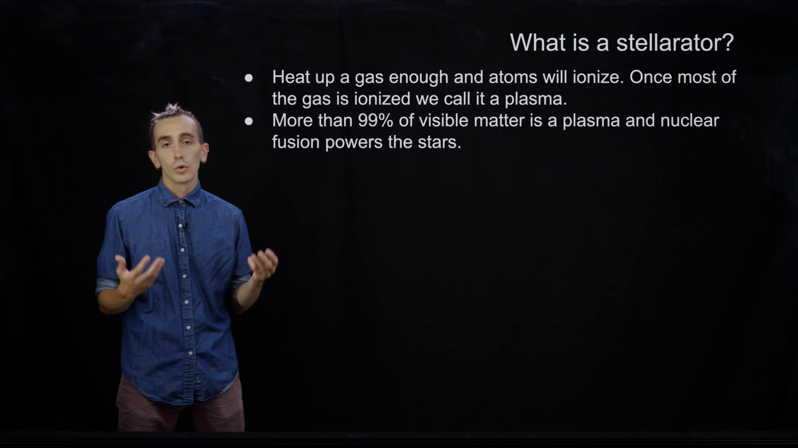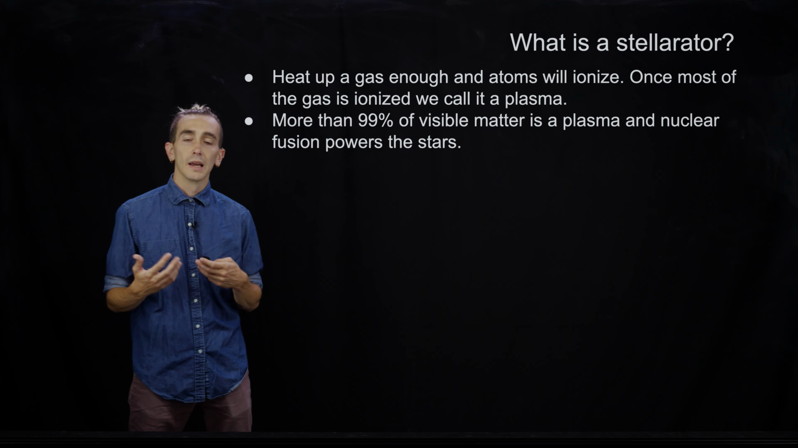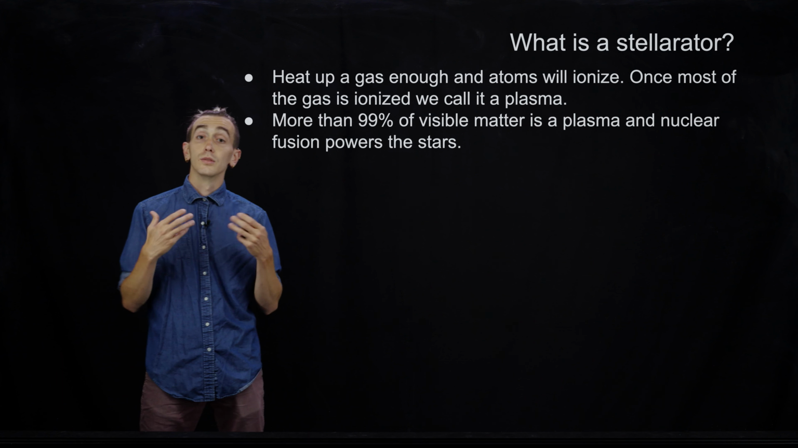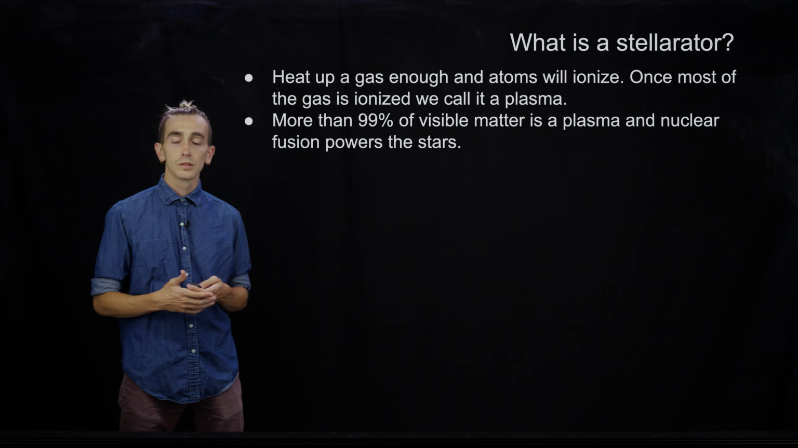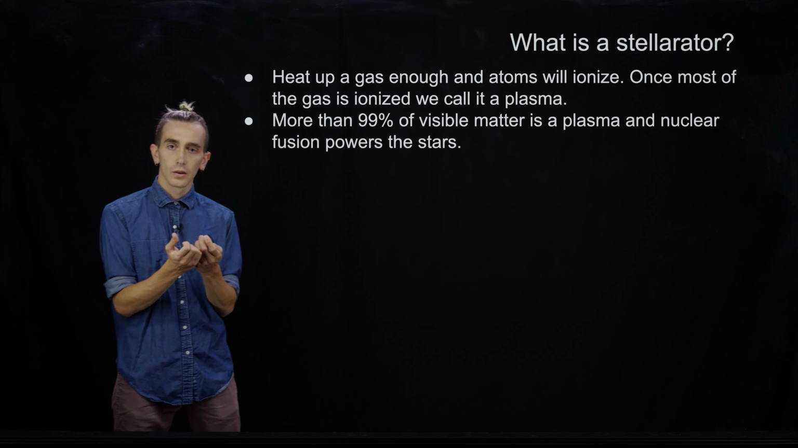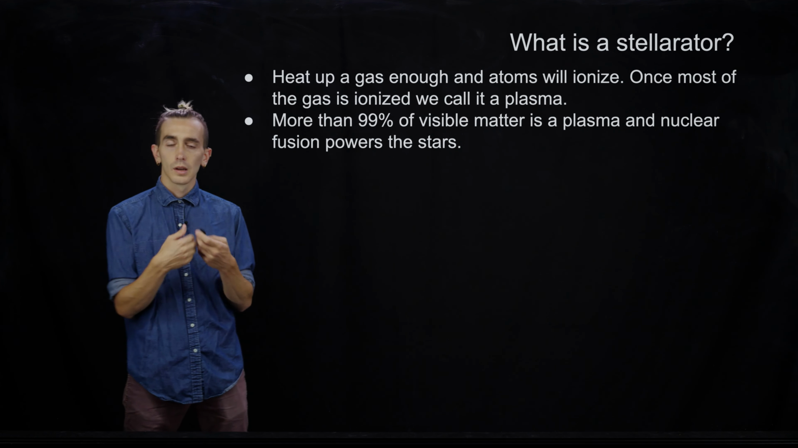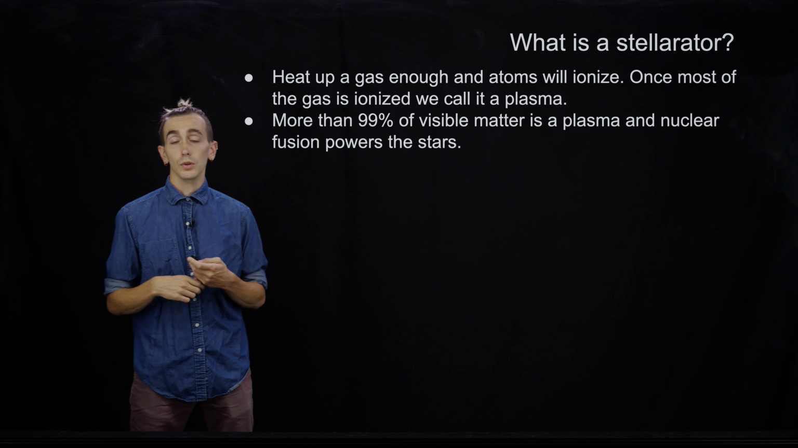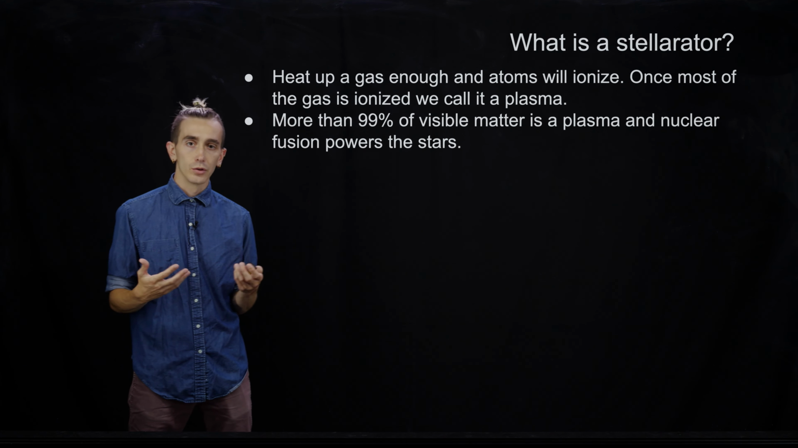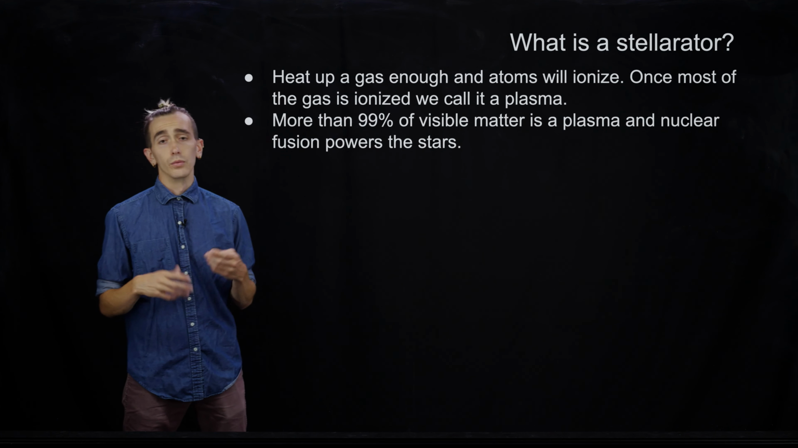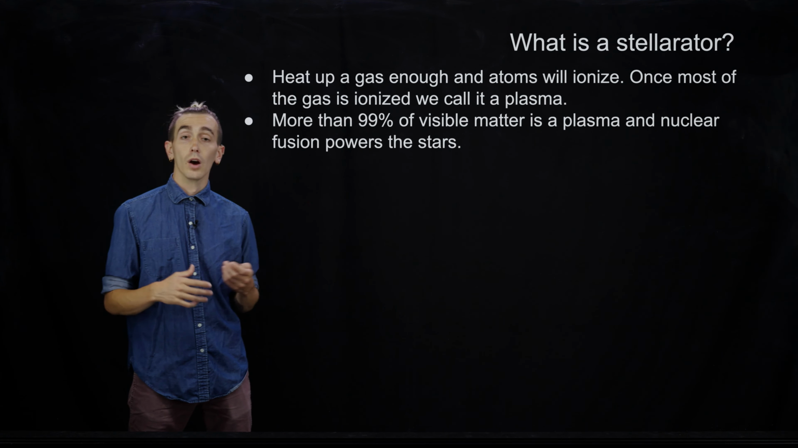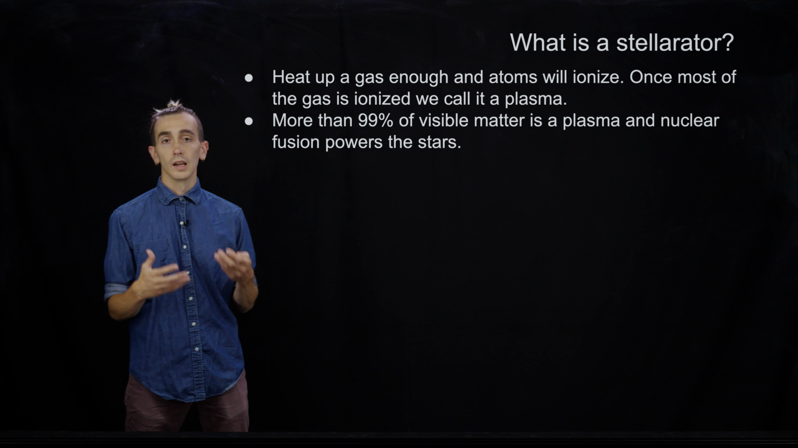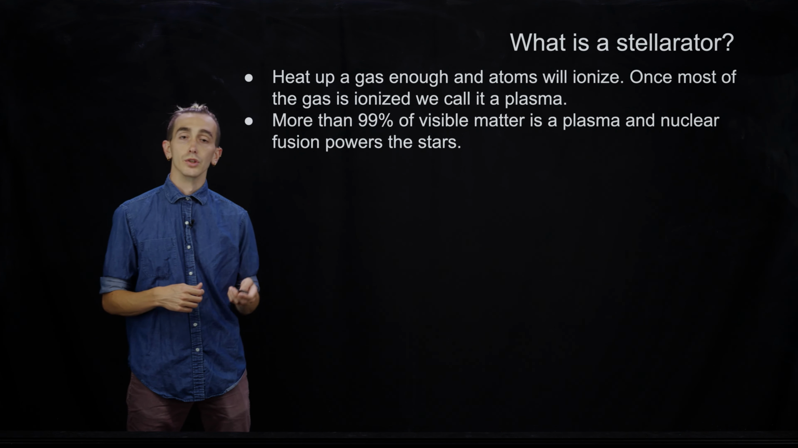It turns out more than 99% of visible matter is a plasma, and this is really important because the way that stars are maintained for billions of years is they squeeze plasma together, get ions really, really close, and they undergo a process called nuclear fusion. This is a very energetically favorable process that researchers for many decades have been trying to recreate on Earth so that we can have this sustainable, very powerful energy source.